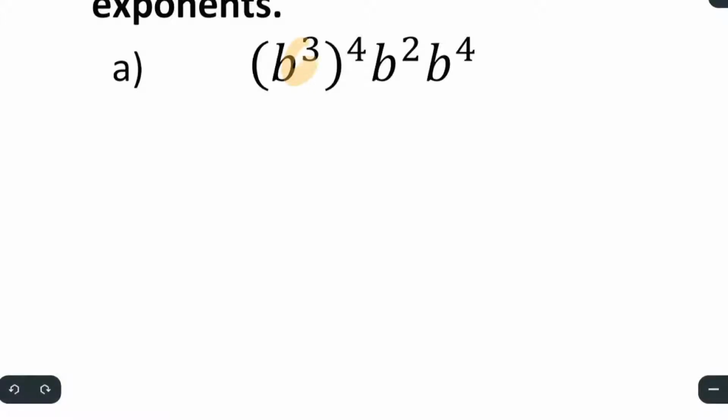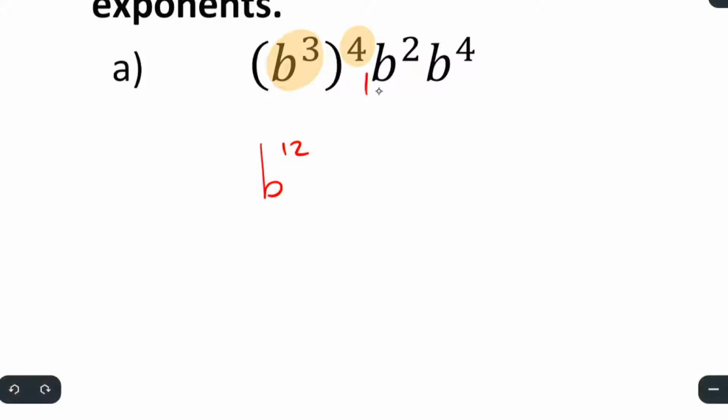I have b to the third power, so there are three factors of b there. But that expression is being raised to the fourth power as well. So I know when I do this, I have not just three factors of b, but I have four groups of those, right? So I've got BBB, BBB, BBB, BBB. This is literally b to the 12th power. So the first part of that I'll write as b to the 12th.